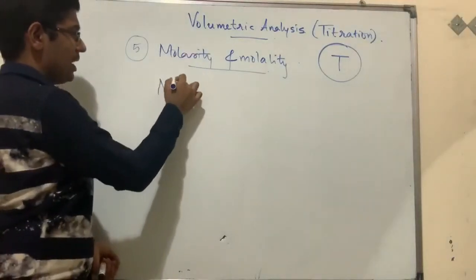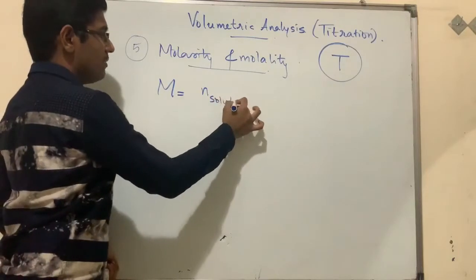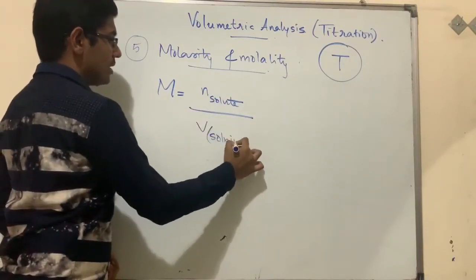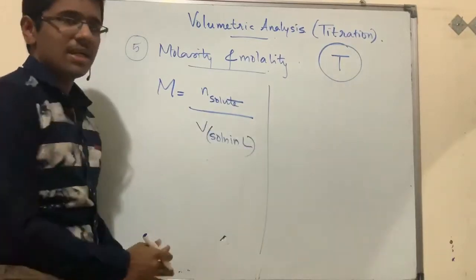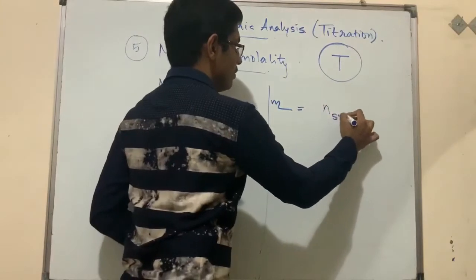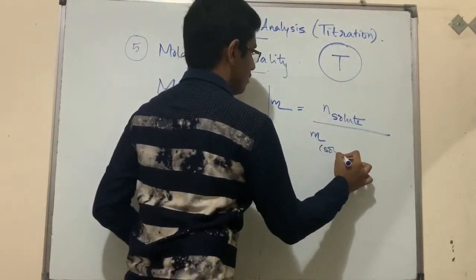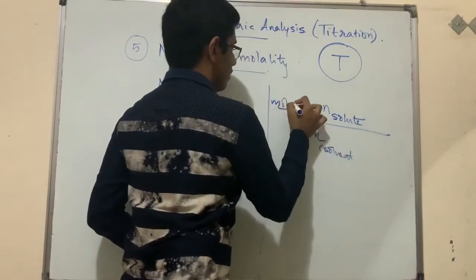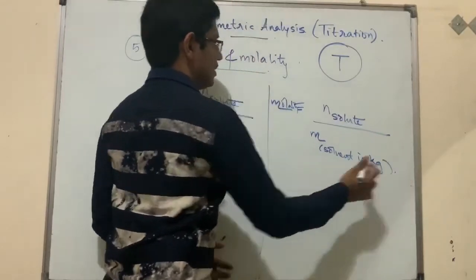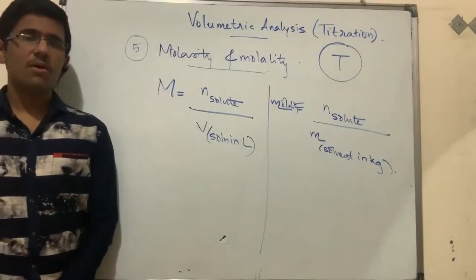Molarity, I will use capital M to indicate molarity. It is actually the number of moles of solute divided by volume of solution in liters. This we know. This is a standard definition. And molality is actually the number of moles of solute divided by mass of solvent in kg. This is a standard definition of it.